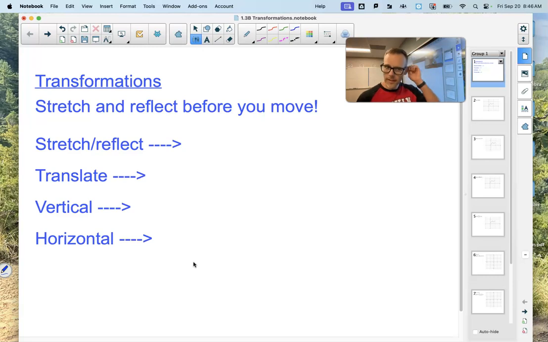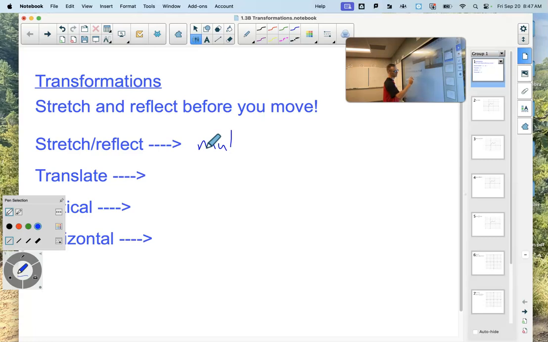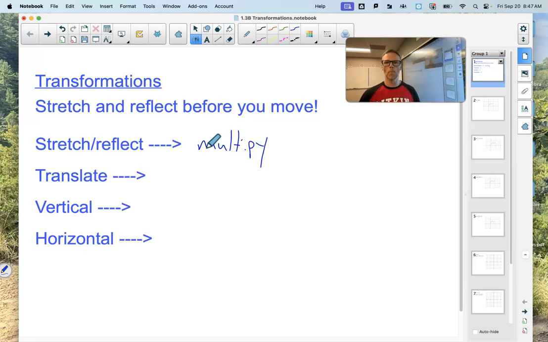All right, the first thing I want you to remember is that stretching and reflecting come through multiplication. When we multiply y values by a number, like let's say I multiply y values by 3, that's going to take them and stretch them up. If I multiply the y's by 1/2, that's going to vertically compress, vertically squish them. Same with horizontal. Stretching and reflecting comes from multiplication. When we stretch and reflect, we're multiplying the x or the y values.